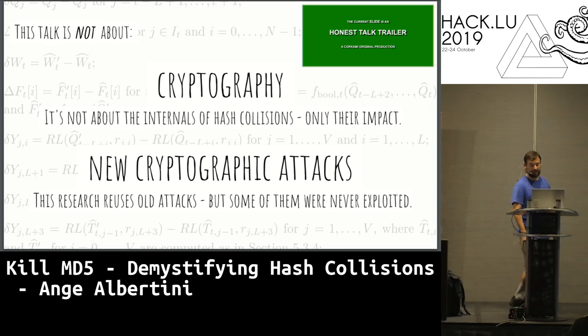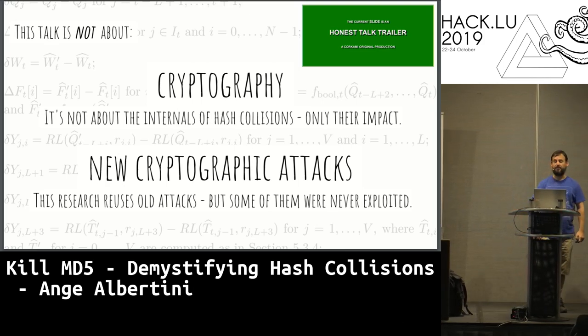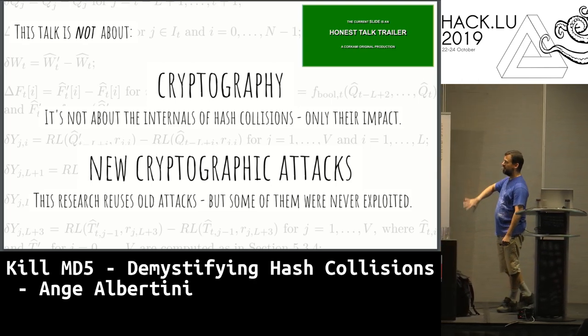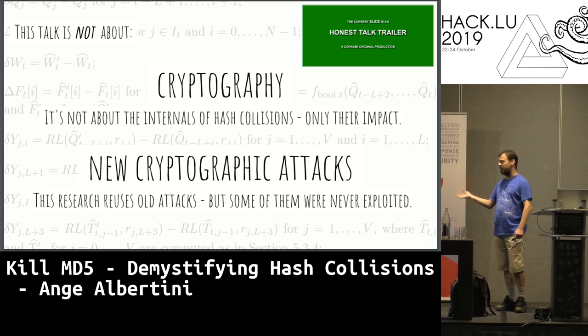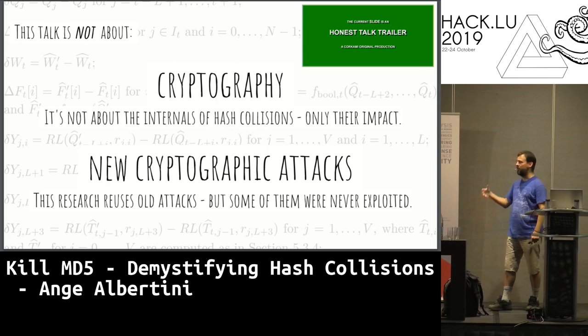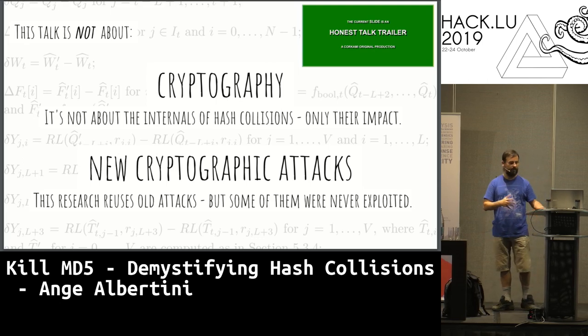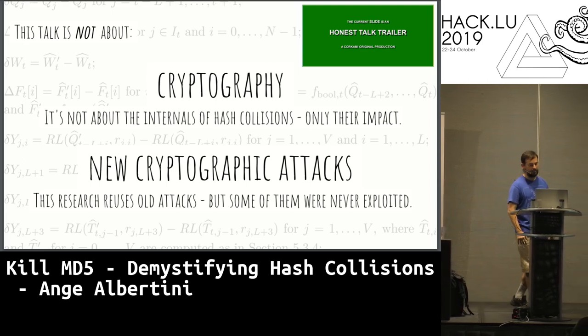And it's not about new cryptographic attacks. It reuses all attacks, but some of them were never exploited. So it's a high-level talk about understanding the problem. And tomorrow, there is a hands-on workshop to actually understand the impact of these attacks and then exploit them. So if you want hands-on stuff, it's tomorrow.